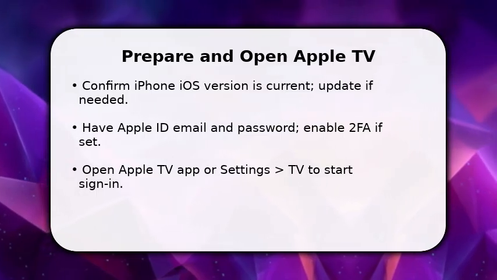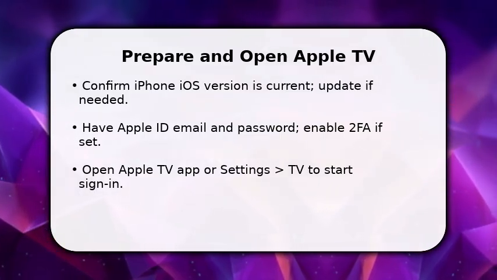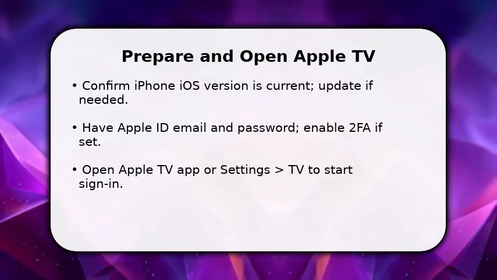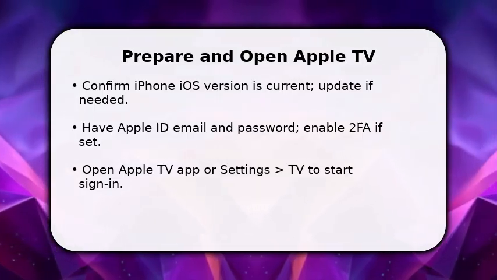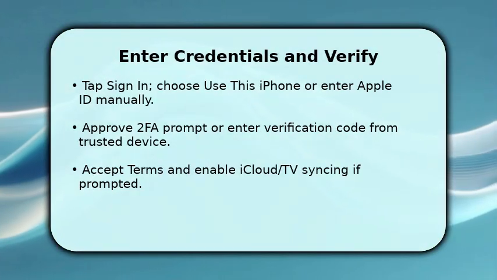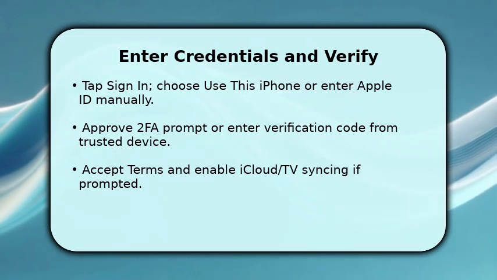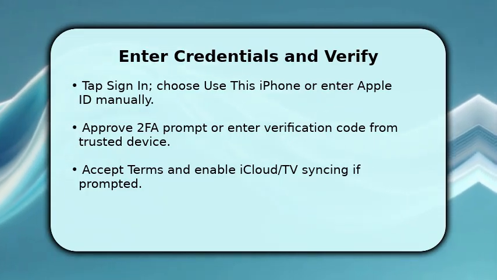Now open the Apple TV app or go to Settings TV if you prefer System Sign-In, because the app immediately shows the sign-in flow and prompts you to proceed. Once in the sign-in screen, tap Sign In and pick Use this iPhone for quick authentication, or choose to type your Apple ID manually if needed.